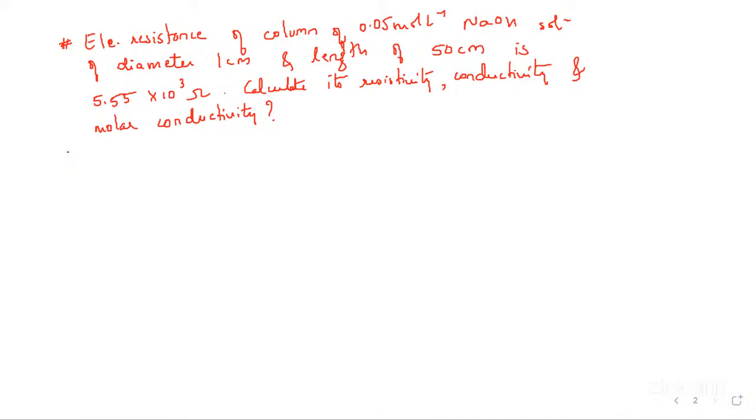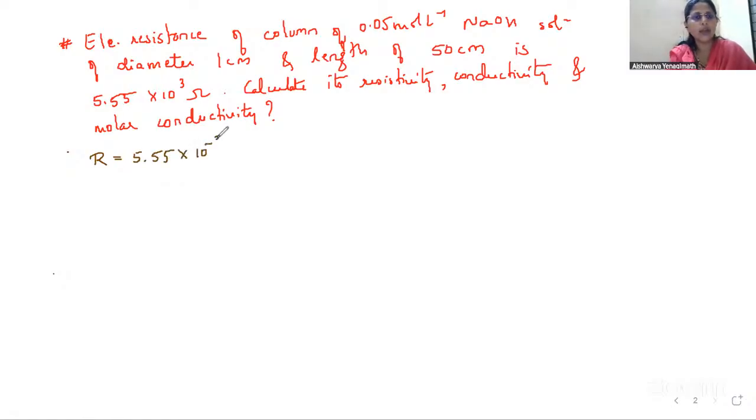So what is given first? Let me write it here. Resistance is equal to 5.55 into 10 raised to 3 ohm. Correct. What else is given? The length is given. The length is 50 centimeter. Then the diameter is given, so the diameter is 1 centimeter.